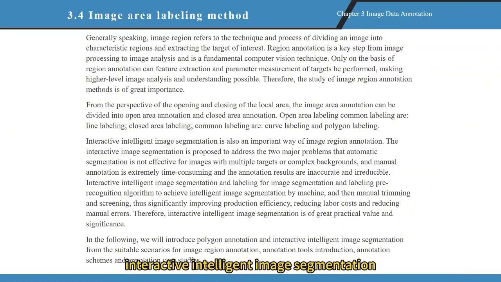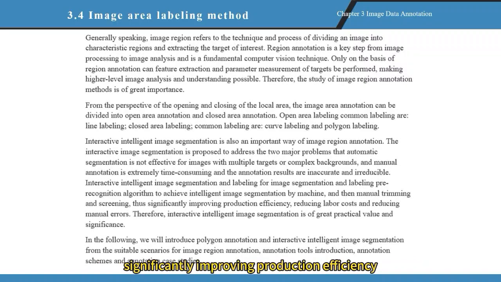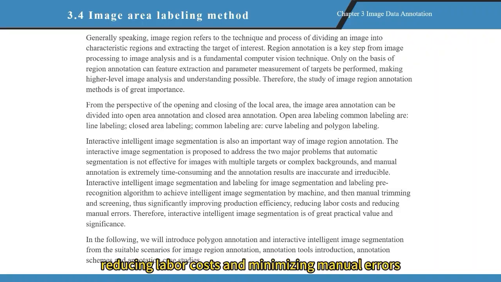Interactive intelligent image segmentation is also an important form of image region annotation. It aims to solve two major issues. Automatic segmentation is ineffective for images with multiple targets or complex backgrounds, and manual annotation is extremely time-consuming with inaccurate and irreproducible results. Interactive intelligent image segmentation first recognizes the image through a segmentation and labeling algorithm for intelligent machine-based segmentation, and then manual trimming and screening are carried out, significantly improving production efficiency, reducing labor costs, and minimizing manual errors. Therefore, it has great practical value.